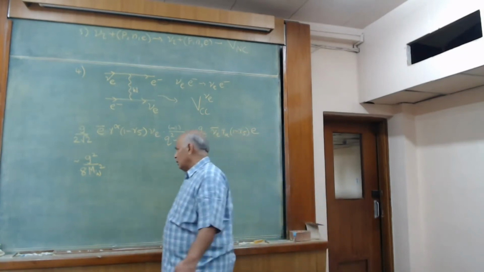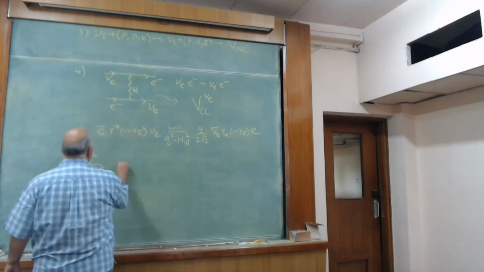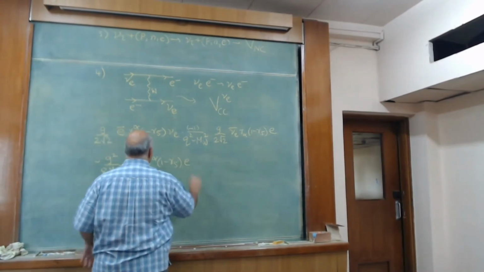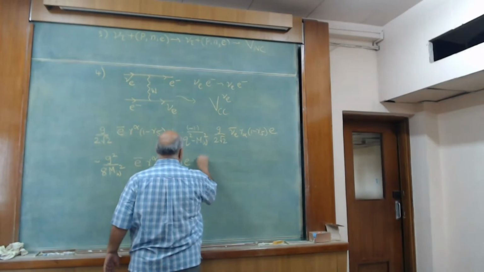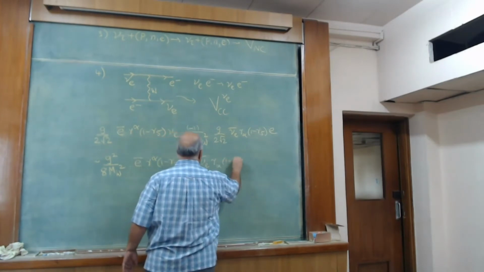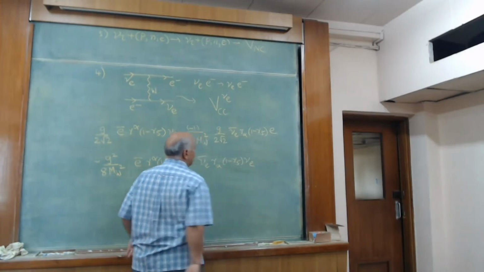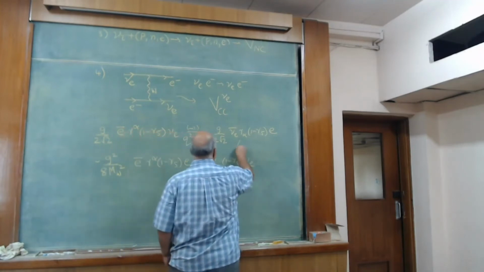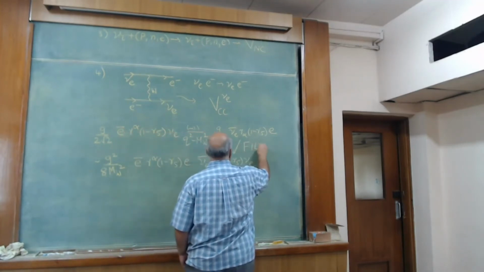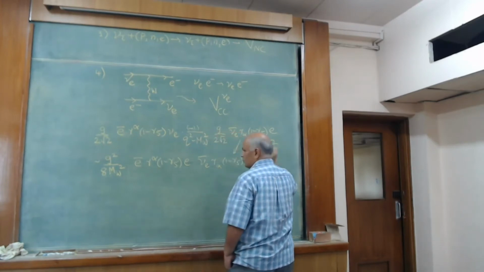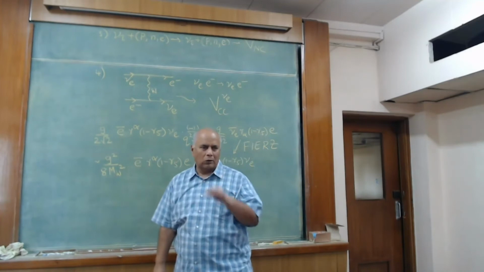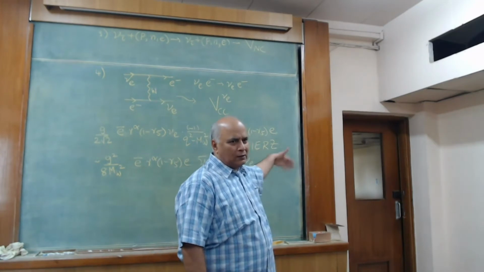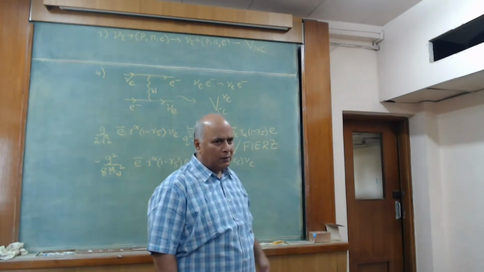So if we do that, we get e bar gamma alpha gamma 5 e times mu e bar gamma alpha times (1 minus gamma 5). This is called Fierz transformation. The proof is quite straightforward. It just takes 2-3 lines. You can look it up in Halzen and Martin.